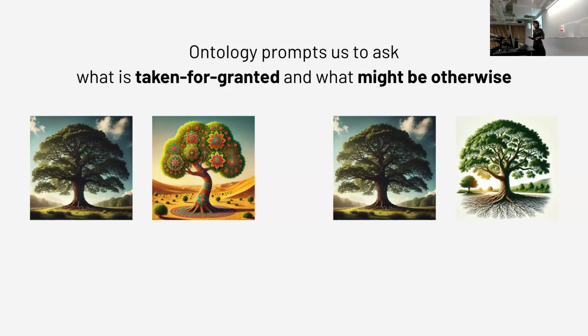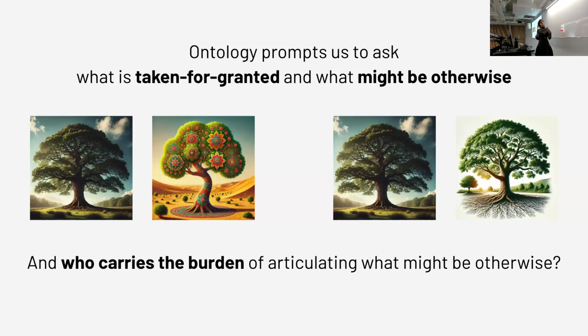A focus on ontology prompts us to ask about what is taken for granted and what might be otherwise. And who carries the burden of articulating what might be otherwise, right? Whose tree is the one that's pictured when you just say, make me a picture of a tree?